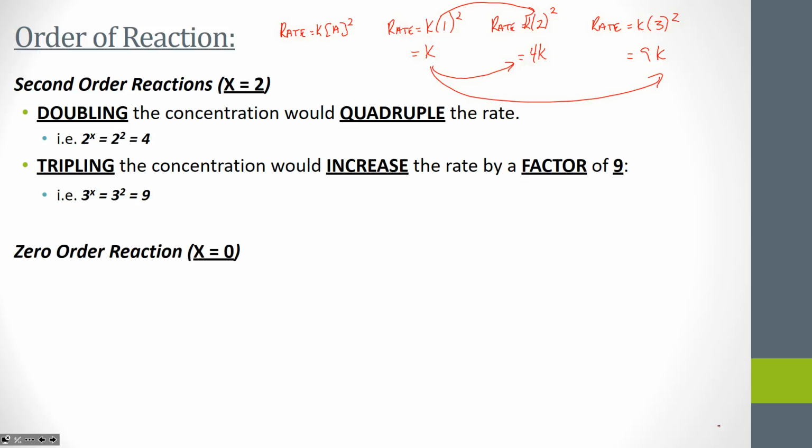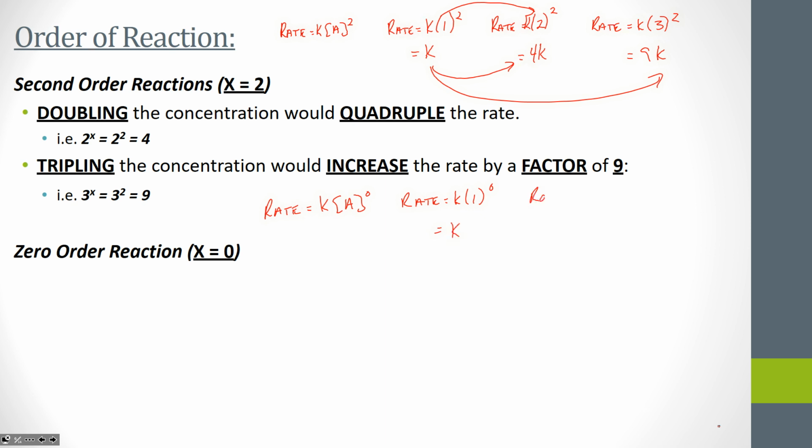Now, here's the neat thing: you can also have a zero order reaction or a zero order reactant. Now, let's think about what would happen if we had rate, let's say A was zero order, K times A to the power of 0. Okay, so we'll do our same thing here. Rate equals K times 1 to the power of 0. Well, anything to the power of 0 is 1. So 1 times K is K.